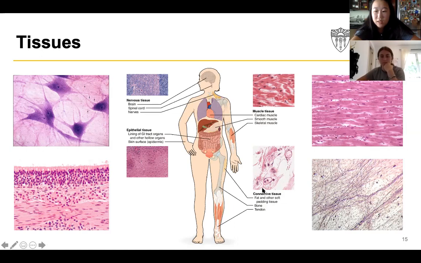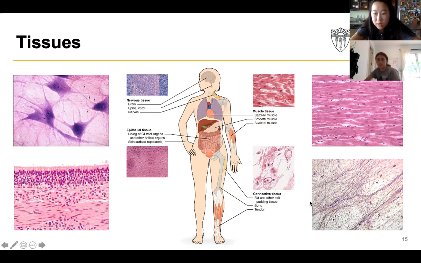Despite their differences, though, they all have the same organization. So you can see that they're very much aligned in one direction versus these two other types of tissues. And they have things called actin and myosin in them to help them contract. And you can also see that there are sarcomeres in them too.